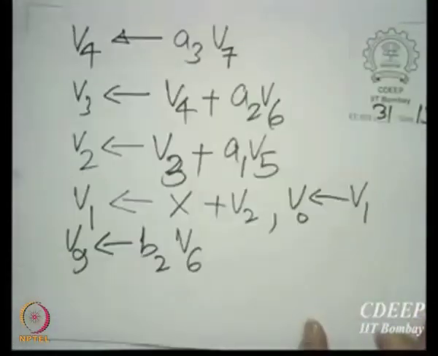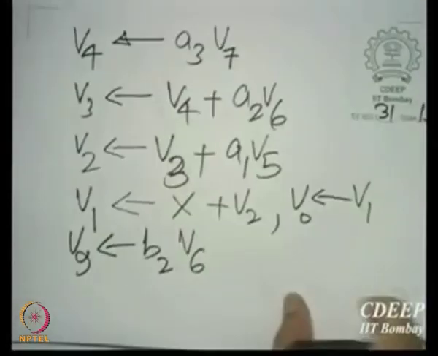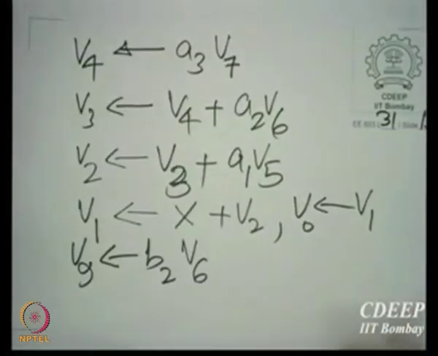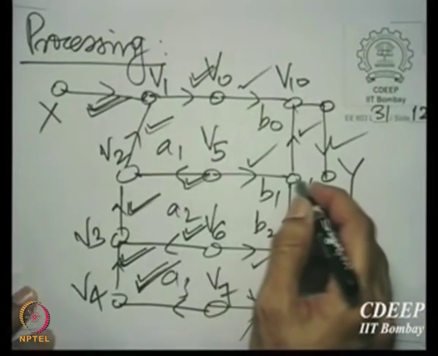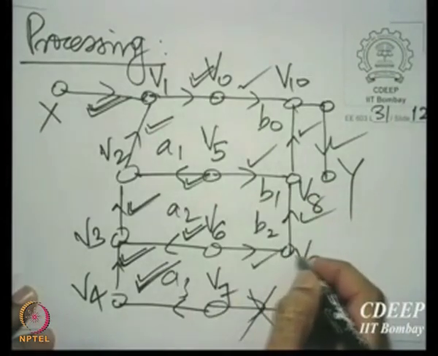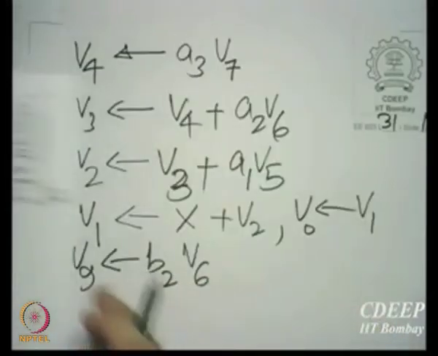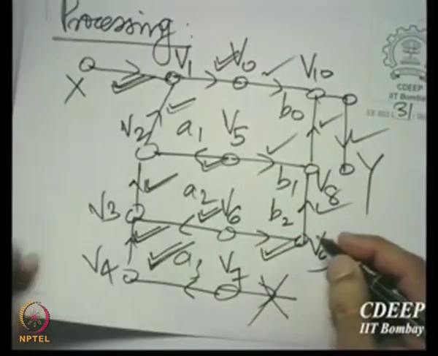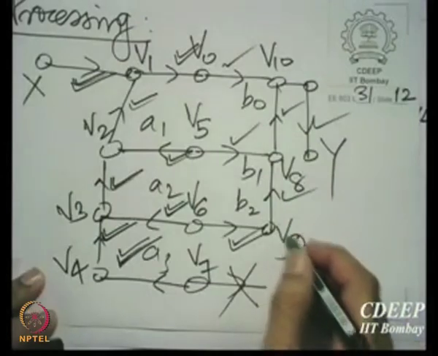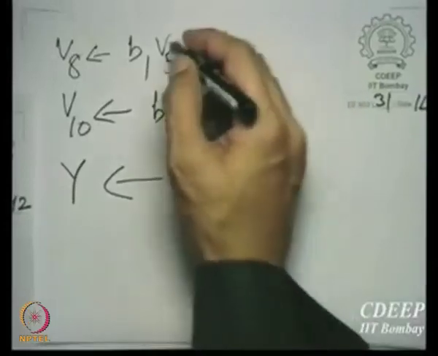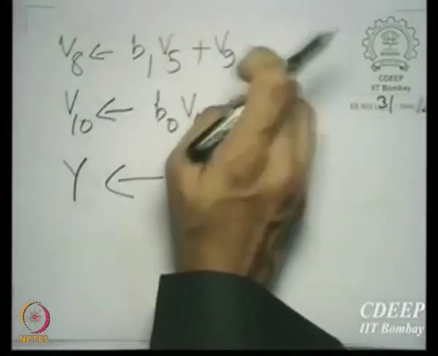Now we can take care of the edges which go forward. So we can again begin with V9. So we have additions to be performed on the way, so we should begin with the lowest edge here. So V9 is essentially B2 times V6. And then we have V8, which is whatever is on V9 plus B1 times what is there on V5. B1 times what is there on V5 plus V9.